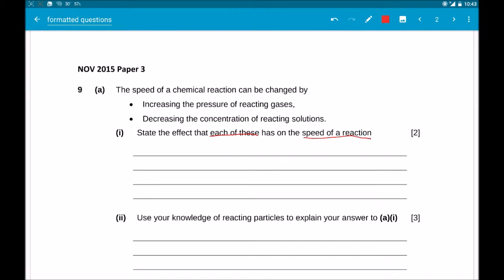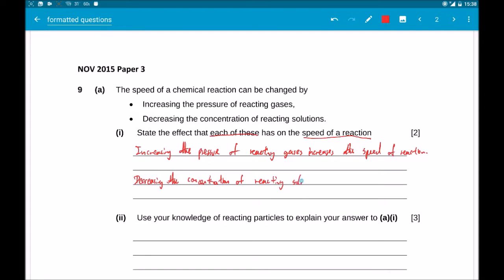So you have learned this in the chapter speed of reaction. So we have to simply state the effect in this question. So, first of all, increasing the pressure of reacting gases increases the speed of reaction. And second, decreasing the concentration of reacting solutions decreases the speed of reaction.